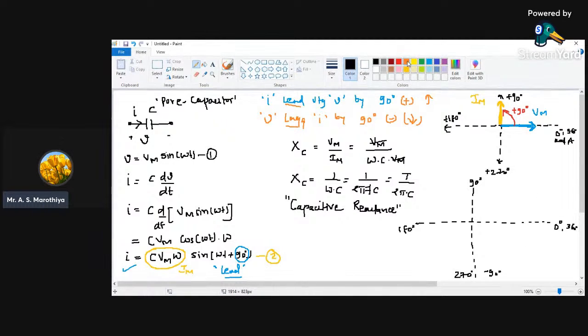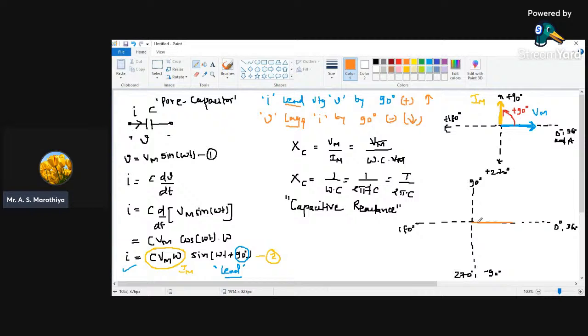Now suppose if you indicate current on the reference axis, if you take the expression for current as i equals Im into sine of omega t, then with respect to that, this v is going to be Vm into sine of omega t minus 90. That means with respect to current, voltage is going to lag. That is very important.